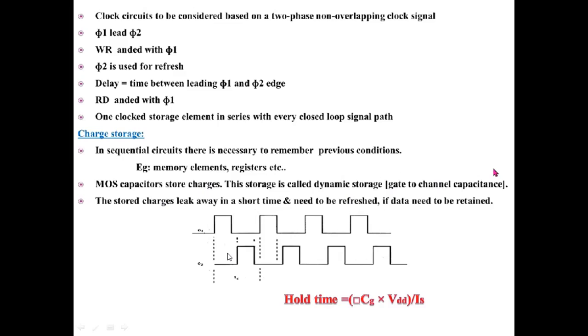And like I said, for the refreshing of data stored in the memory cell, which clock signal should be used? The phi2 clock signal should be used, because this phi2 clock signal will be synchronized with the refreshing operation.